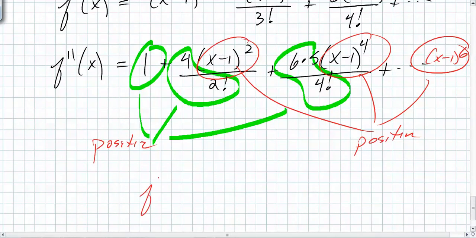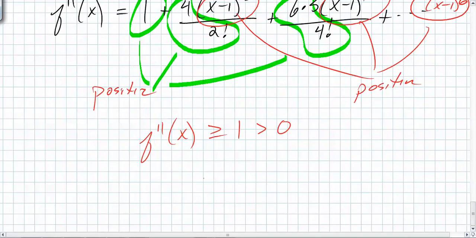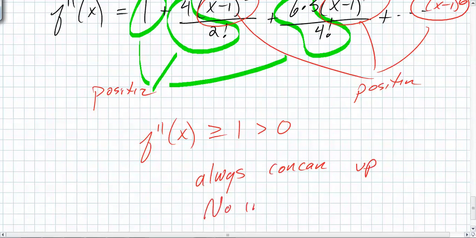So what do we now know? f double prime of x is always going to be greater than or equal to what? Well, 1, because you could plug 1 in and it's 0, but it's still greater than what? 0. So this is always concave up. So no inflection points.